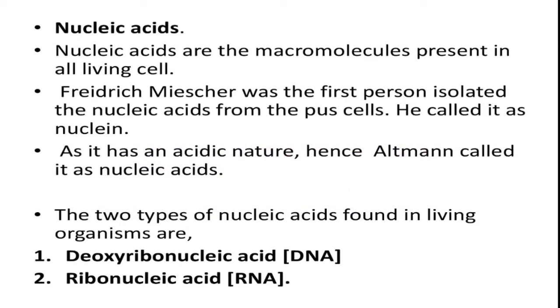So we all know that nucleic acid is a macromolecule. This nucleic acid is present in all living organisms. Friedrich Miescher is the one who isolated this nucleic acid from pus cells. Previously he called it nuclein. Altman is the person who called it nucleic acid, because it was found to have acidic properties. So he renamed nuclein as nucleic acid, which was elucidated by Altman.